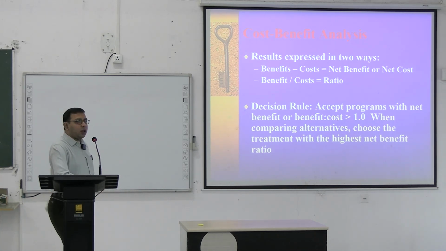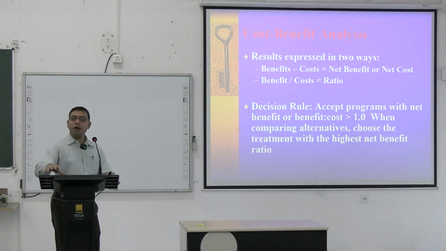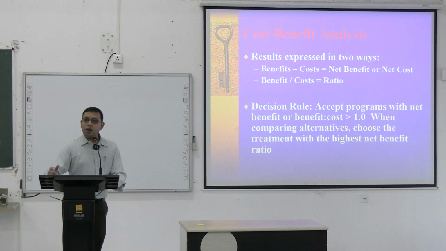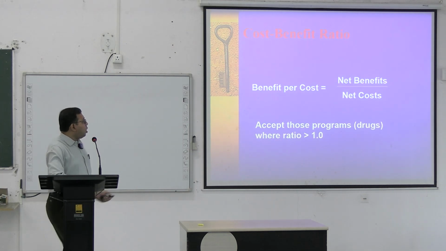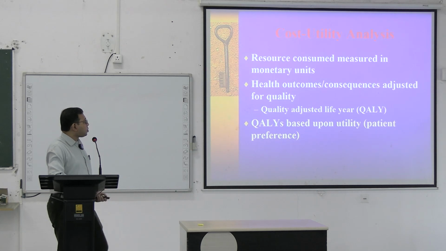So for the decision of what drug we will choose, we have to accept programs with net benefit or benefit cost ratio greater than 1. That means the benefit will be more than the cost, because both are expressed in monetary units. If it is greater than 1, the beneficial aspects in monetary units are more than the cost in monetary units. So we accept those programs where the ratio is greater than 1. This is usually done for large scale programs in the countries.